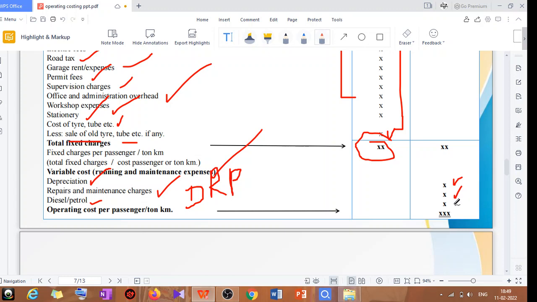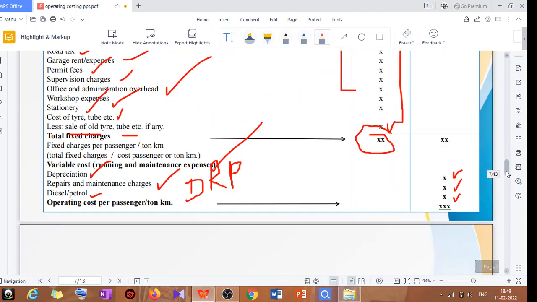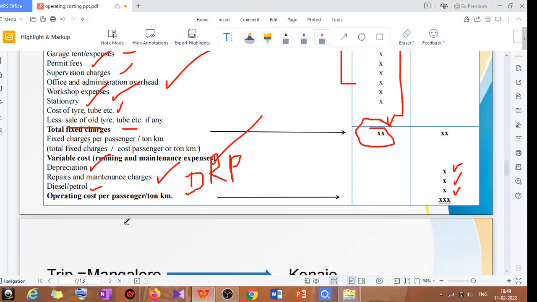Write it under the outer column. If they give you cost per passenger or per kilometer directly, write it under the outer column only. Got it? So how to get the operating cost per passenger kilometer or per ton kilometer? Just add all these: the fixed charges per passenger and all the variable costs per passenger or per ton kilometer. When you add, you will get the operating cost per passenger or ton kilometer. This is simple. You need to know which are the variable costs and which are the fixed costs. Remember this format. Clear?